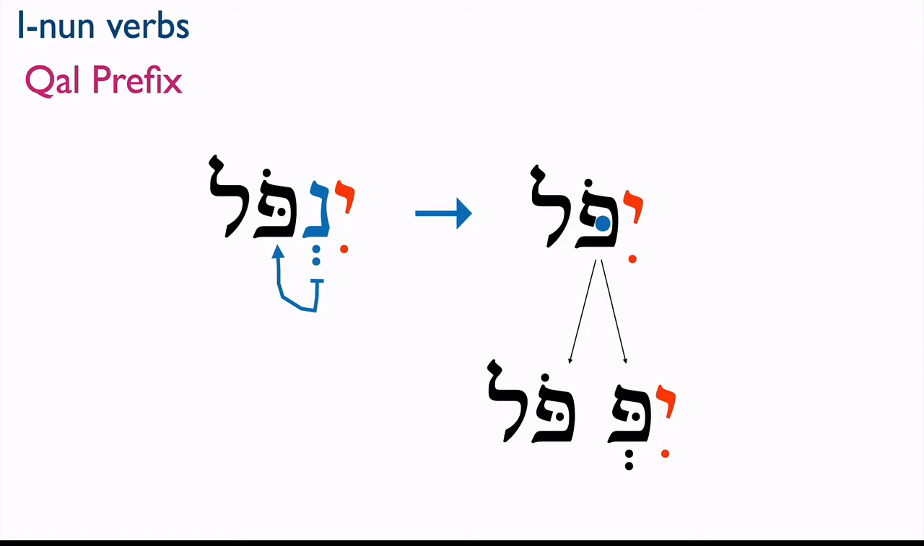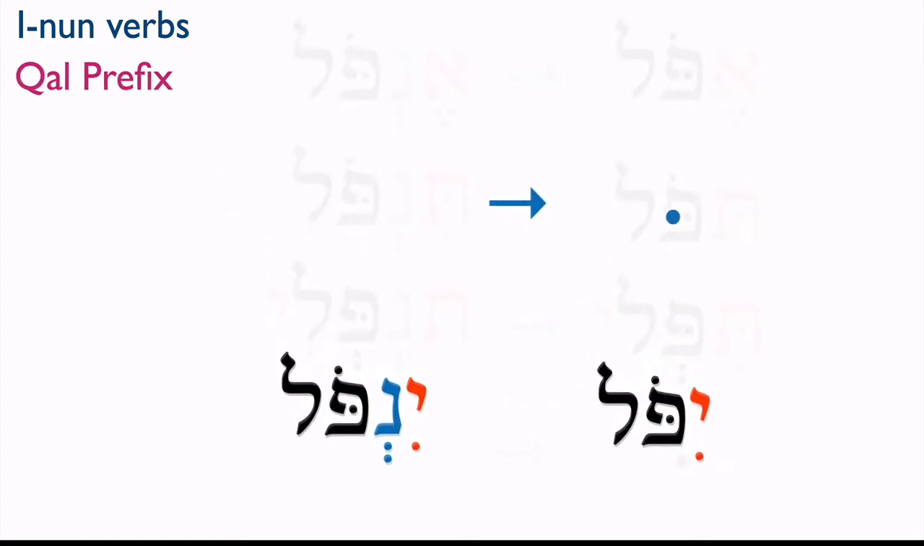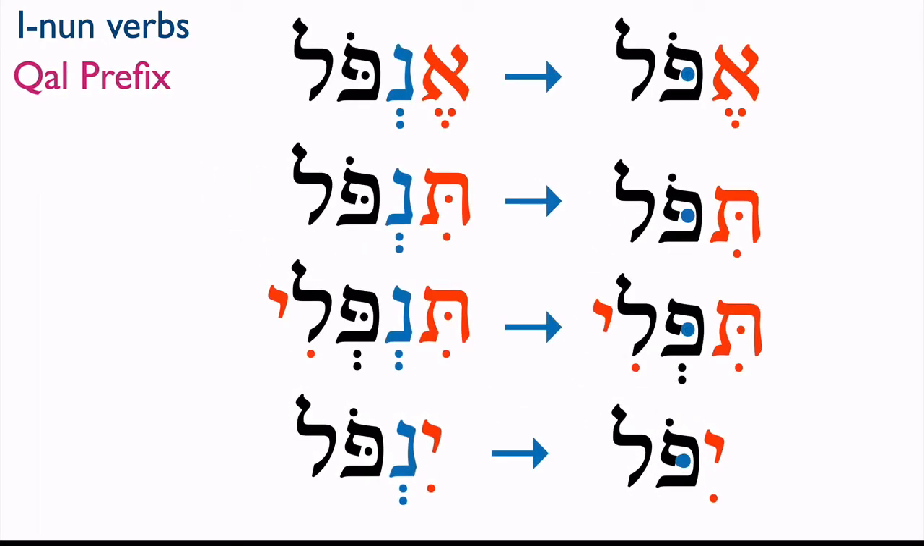If we look at some other examples, let's just look at a few other prefix forms. Starting with the top, what would have been enpol, I will fall, becomes just eppol, I will fall. Tinpol becomes tippol, you will fall. Tinpli becomes tippli, you will fall, said to a woman. And as we just saw, yinpol becomes yippol.